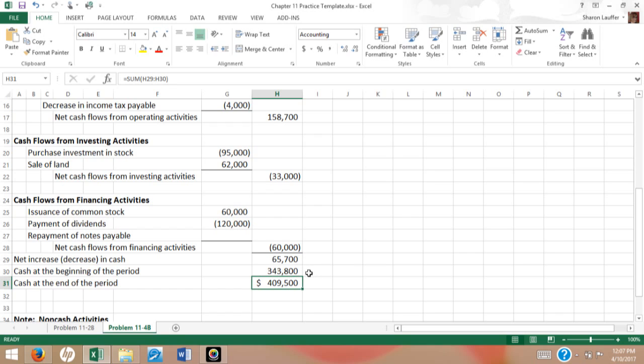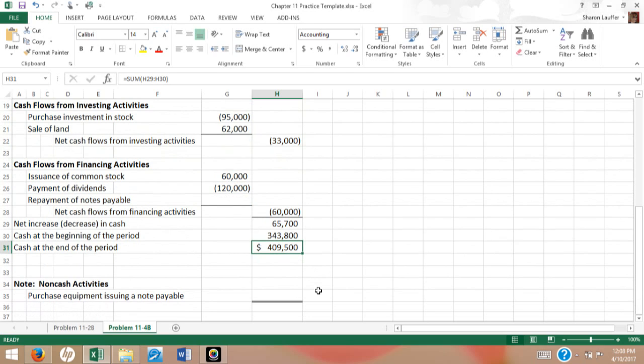So we had an increase in cash. This is the cash at the beginning of the period. If you add these two amounts together, it'll give you the cash at the end of the period, which is $409,500. Now you can check that to make sure you're on the right track if you look at the balance sheet again. If you look at the balance sheet under 2017, that's your beginning cash balance. If you look at the cash balance for 2018, that's your ending cash balance. And on our balance sheet, it says our cash for 2018 was $409,500. So that's a good thing. We match what our balance sheet says.